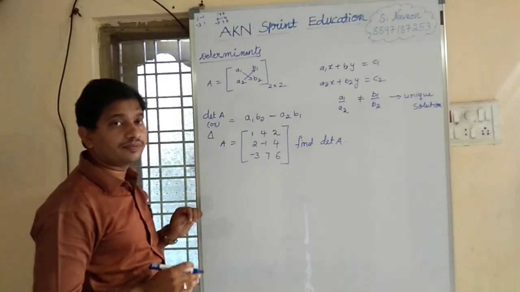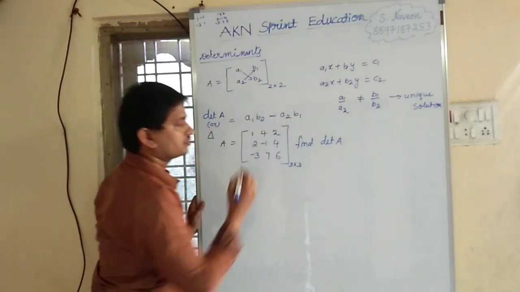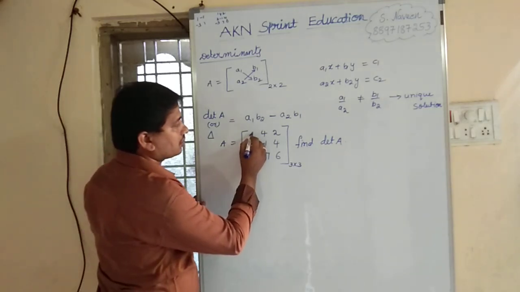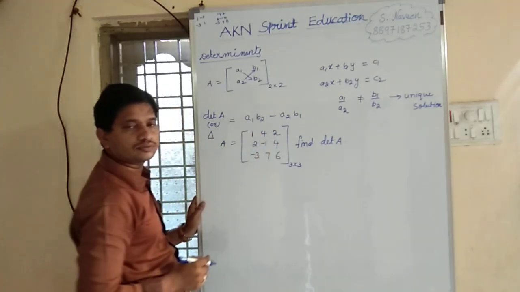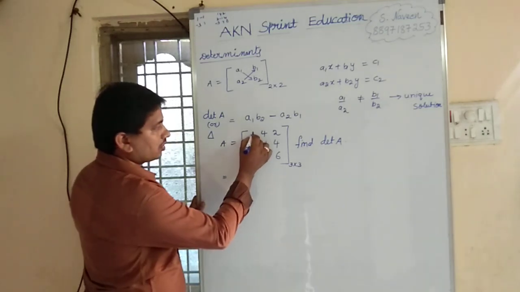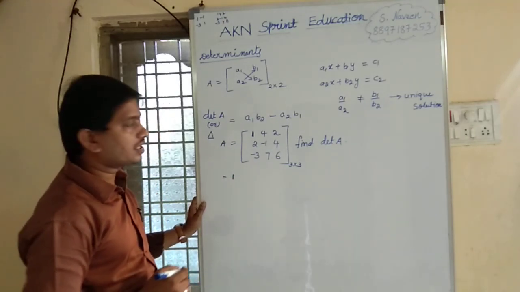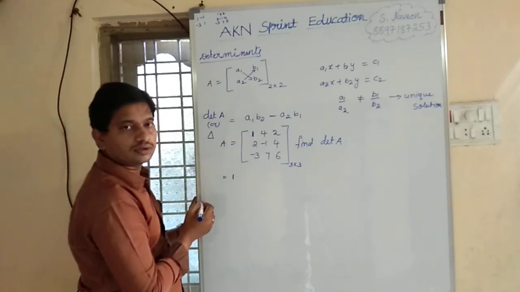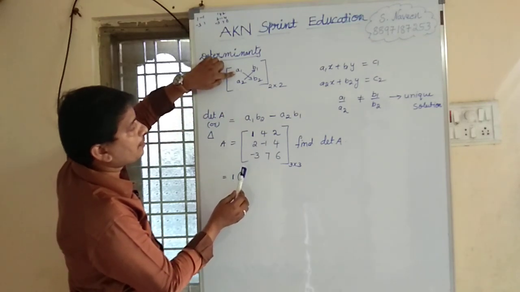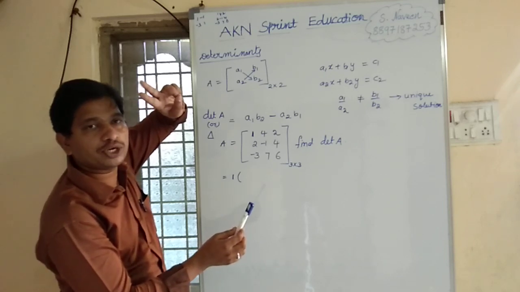Listen carefully, children. When we are finding the determinant of a 3 by 3 matrix, see here, what is the first row, children? Here the first row is 1, 4, 2. Okay, so here this is 1. See, children, 1 into, see actually the formula for finding the determinant is a1 b2 minus a2 b1. It should be a 2 by 2 matrix, right?